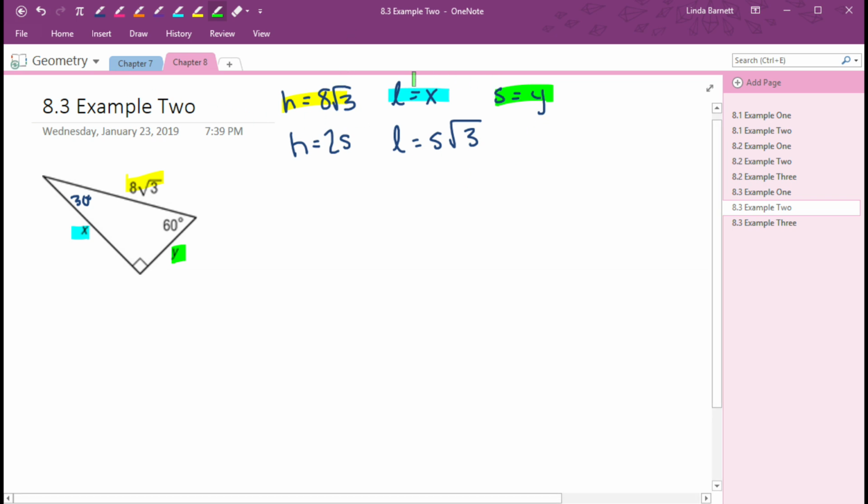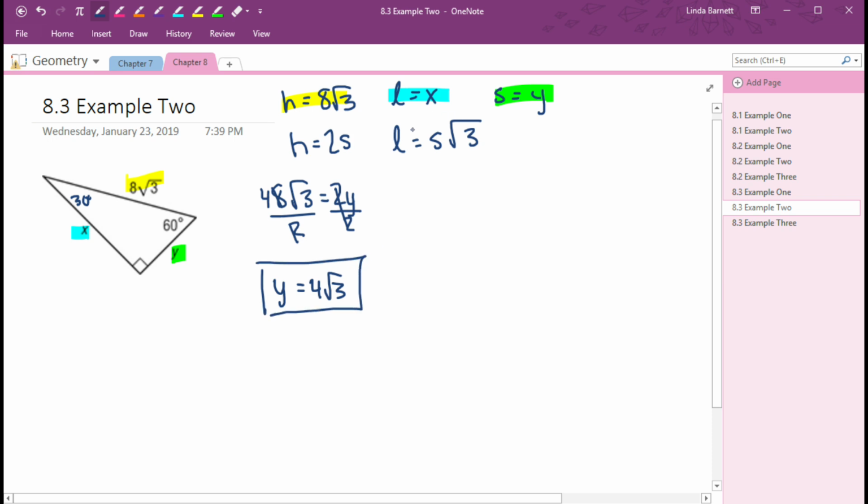So now I'm going to plug this stuff in so I can solve for it. First, let's do the hypotenuse. My hypotenuse, 8 root 3, is equal to 2 times my variable for the short leg, which is y. So this formula is going to help me solve for y. To get y by itself, I'm going to divide by 2. This is pretty easy. 8 divided by 2 is 4, and the 2s cancel out on this side, so y is going to be equal to 4 root 3. That's one of my answers.